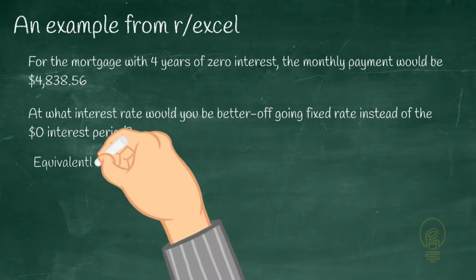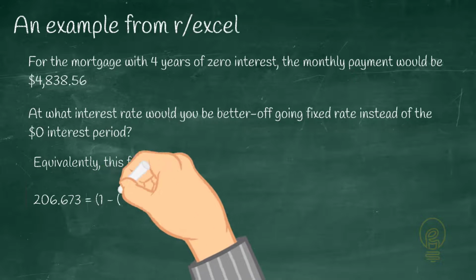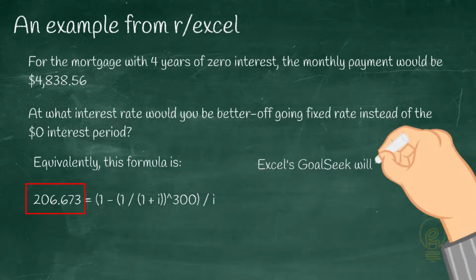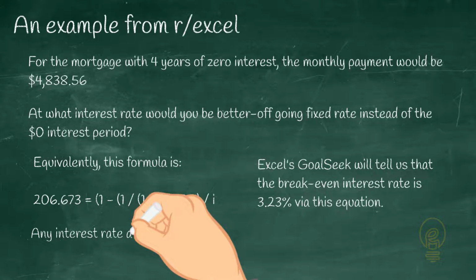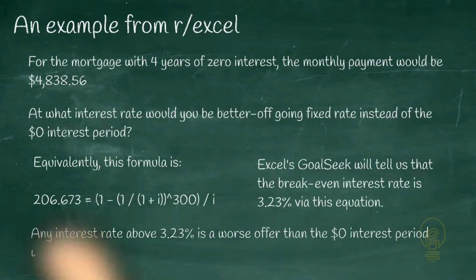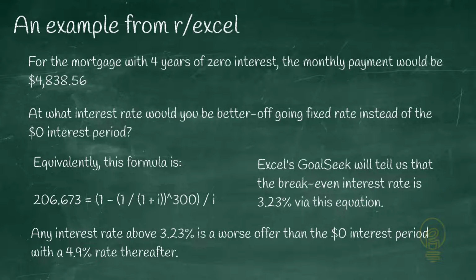So using some algebra to move terms around, we can identify that our target amortization factor is 206.673. When we plug this into Excel and use GoalSeek, we can discover that the break-even interest rate is 3.23%. That means that any loan with a 25-year fixed rate under 3.23% would be a lower total cost to pay off than our 4 years of no interest with 4.9% interest thereafter.